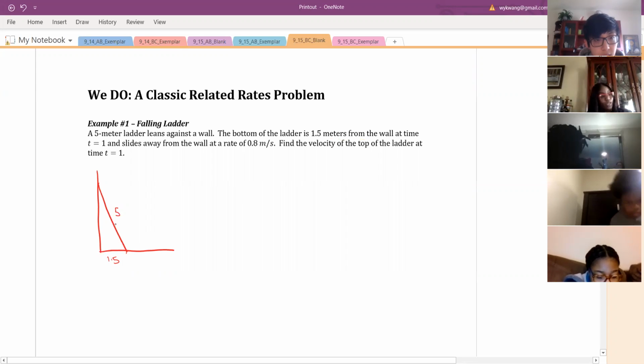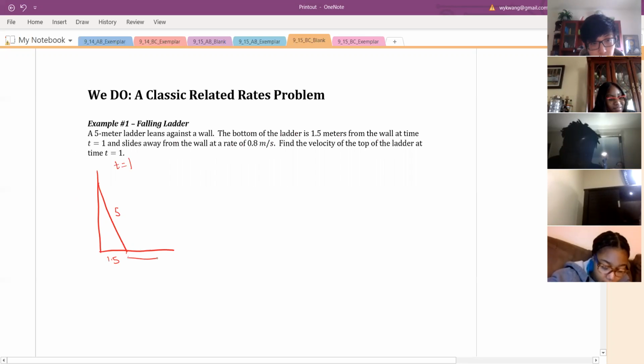And this is time t equals 1. Let's just write that down. And the ladder is sliding down, right? You can imagine this side of the ladder is going this way, sliding down. What we are told is that the bottom of the ladder slides away from the wall at a rate of 0.8 meters per second. So basically this bottom of the ladder is going in this direction at 0.8.